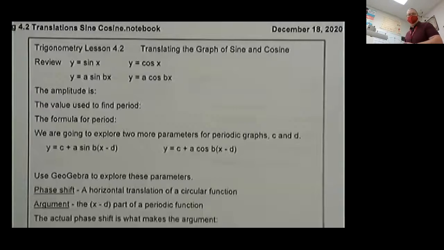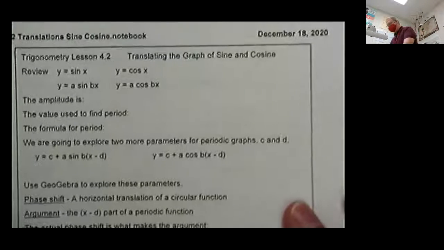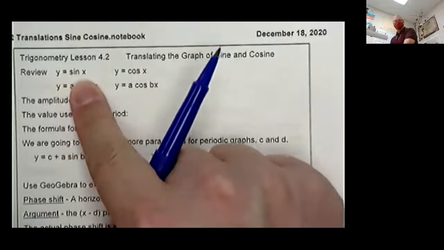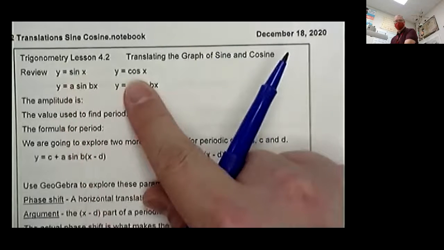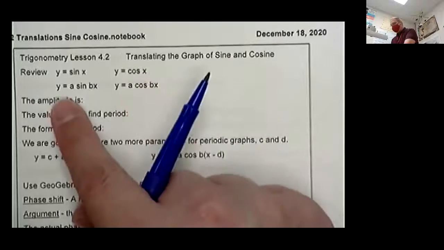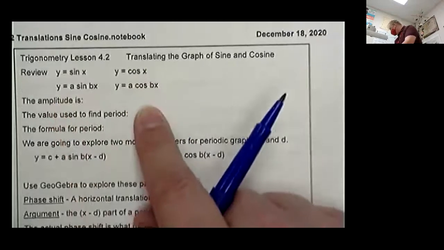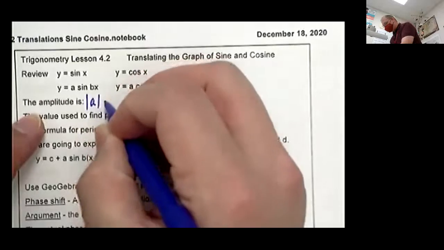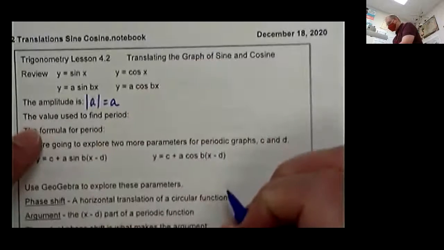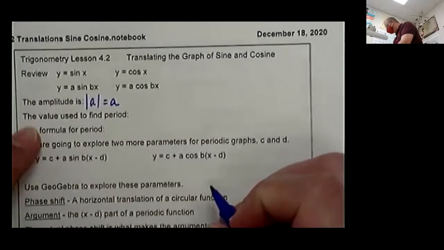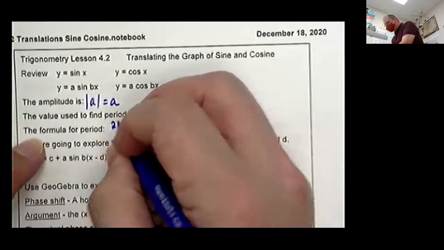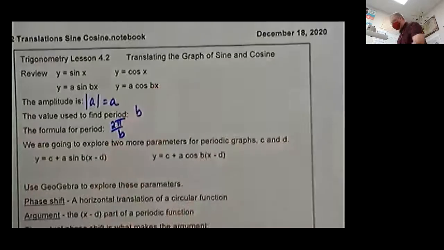All right, so far we've looked at two parameters for our sine and cosine graph. We've looked at y equals sine x as our basic sine equation, and y equals cosine of x as our basic cosine equation. And we looked at the parameters a and b, where remember the amplitude is the absolute value of a. The value used to find the period is b. The formula for period is 2 pi over b.